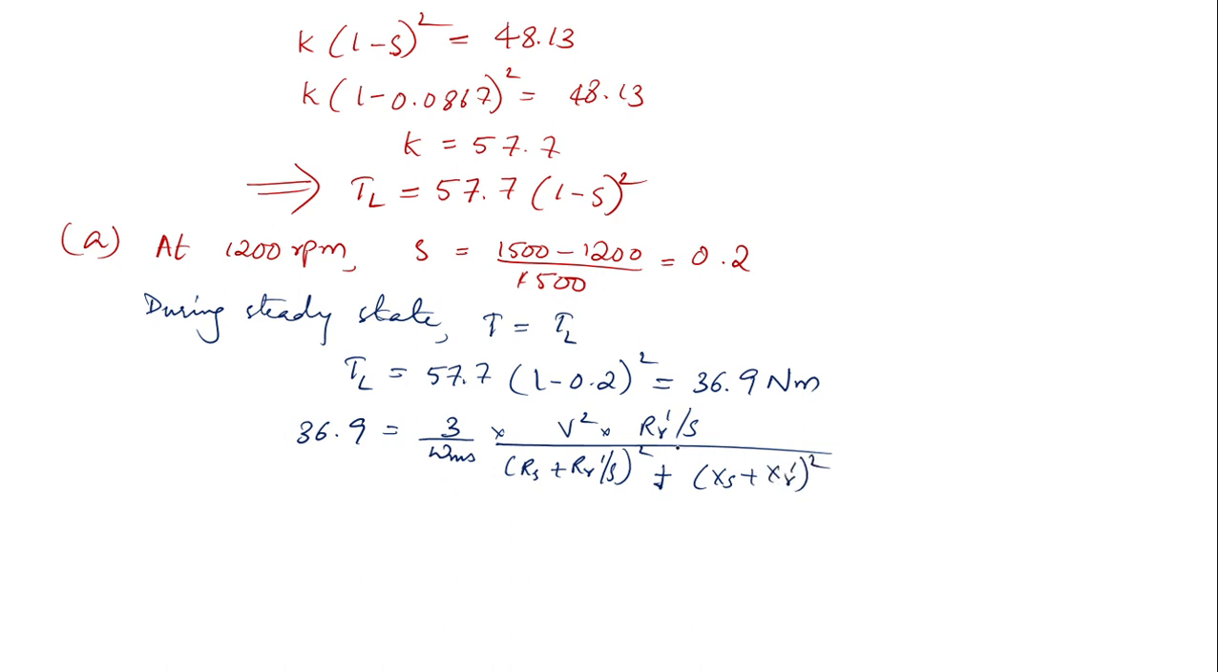You have to simply note that omega ms is the same rated value, but the slip value that you have to substitute is 0.2. Remaining all values are the same. On solving, you will get the value of V. The value of V is going to be 253.2 volt.